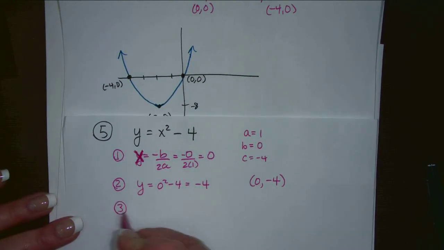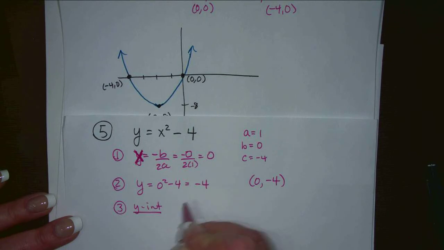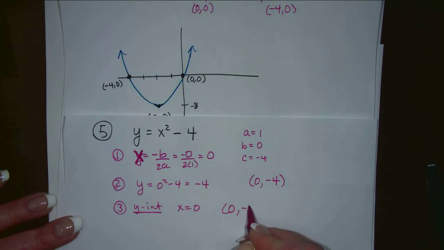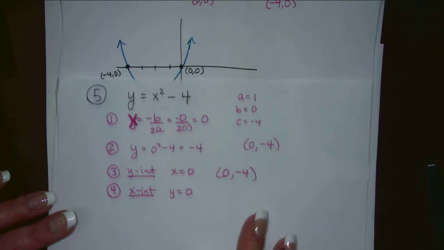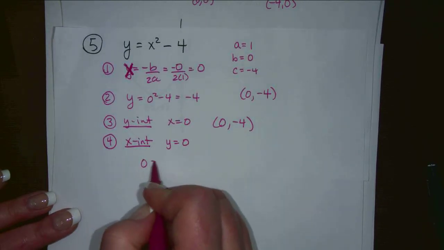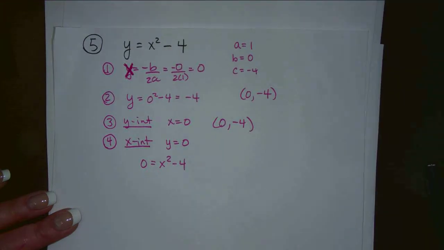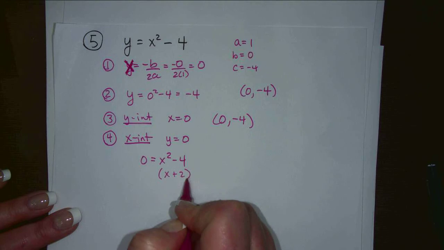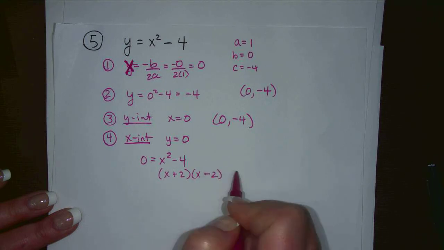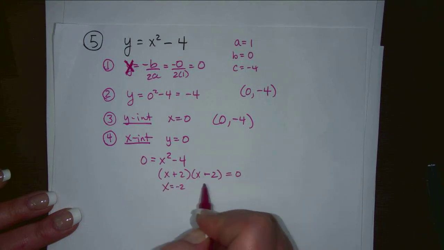3, the Y-intercept. But x is 0, we already have it. If we plug in x is 0, again, not necessary because it really is that point. If you plug in 0, you get negative 4. And 4, the x-intercepts. It's a difference of squares. x plus 2, x minus 2. So x equals minus 2 and x equals plus 2.